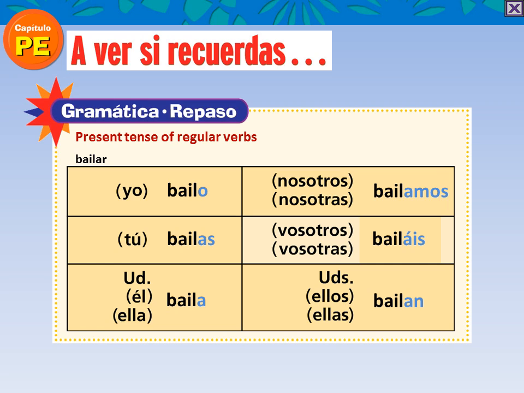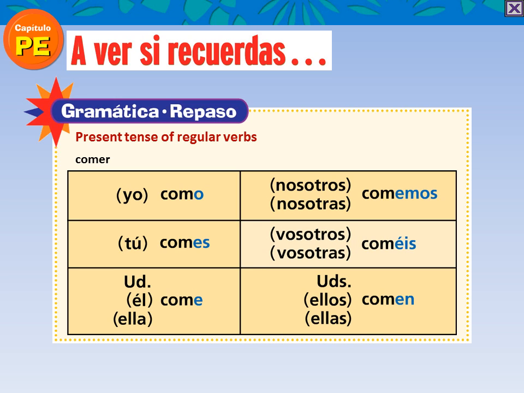And really all you have to do is memorize the endings, and that'll work for any AR verb. O, as, a, amos, áis, an. Next we have ER verbs, and ER verbs do the exact same thing. You can see here that we have the ER ending for comer. You take off the ER and add the appropriate endings. Como, comes, come, comemos, coméis, comen.